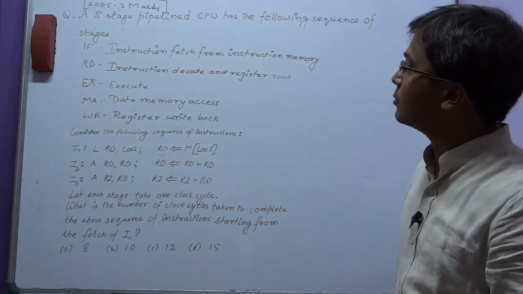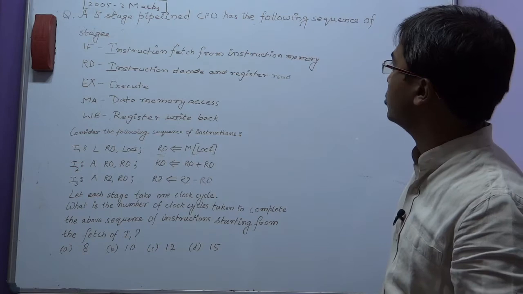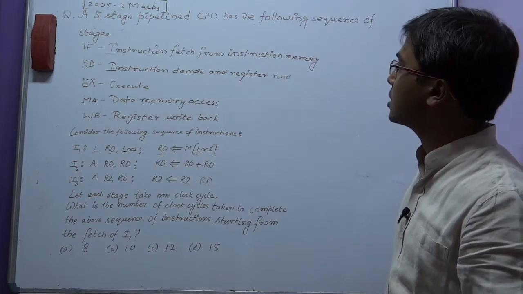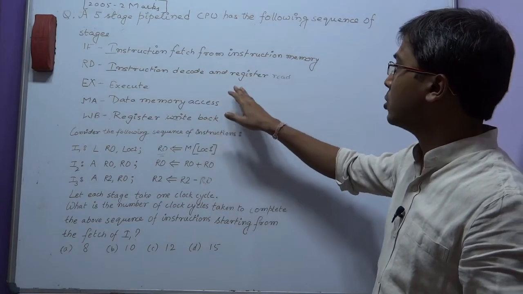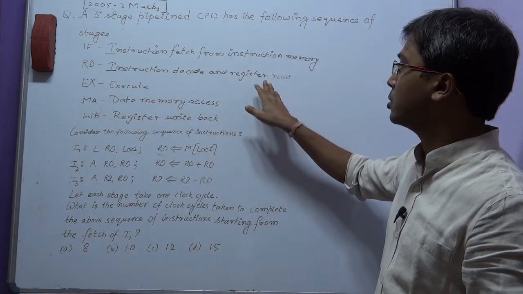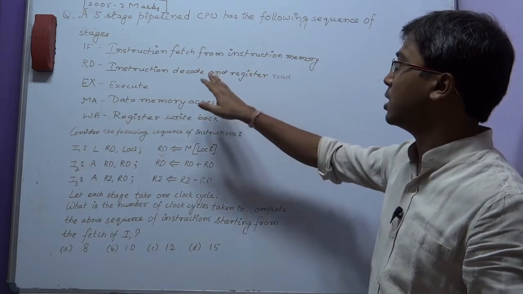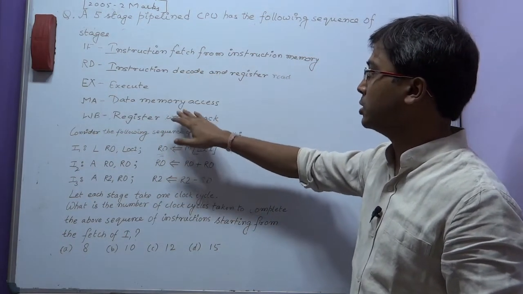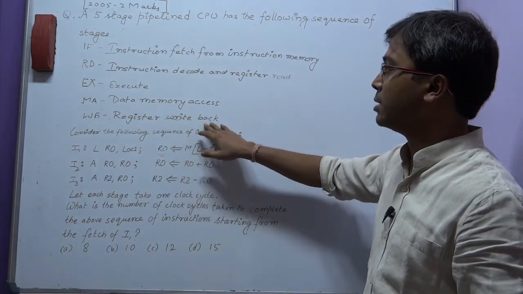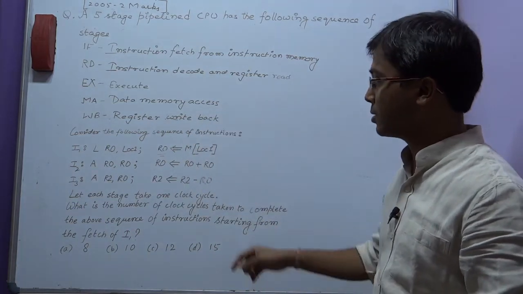The question is, a 5-stage pipelined CPU has the following sequence of stages: instruction fetch from instruction memory, instruction decode and register read. So the operand fetch or register read is combined with instruction decode here. Execute, data memory access, register write back. So these are the 5 stages.